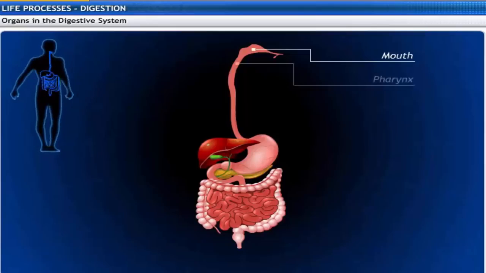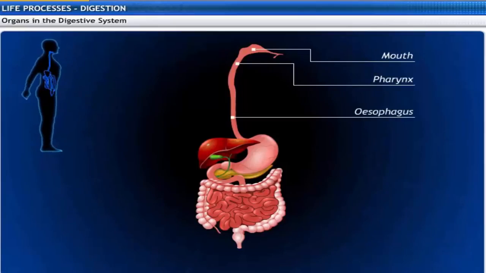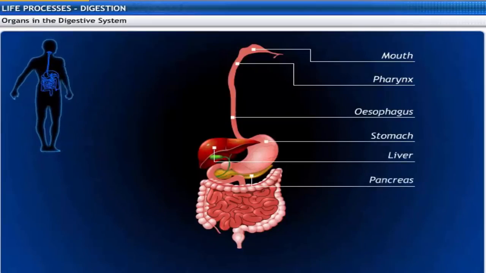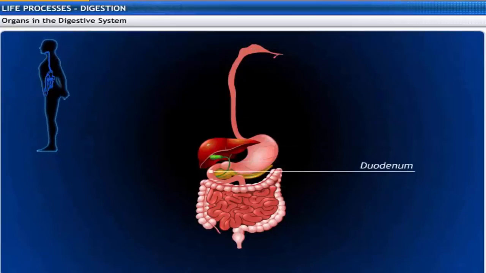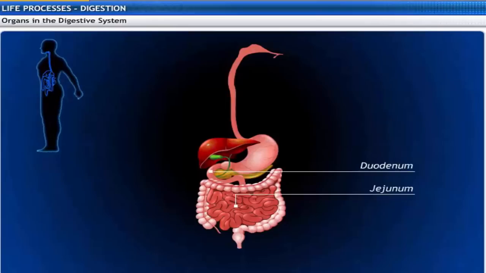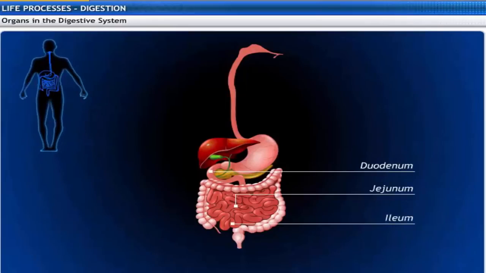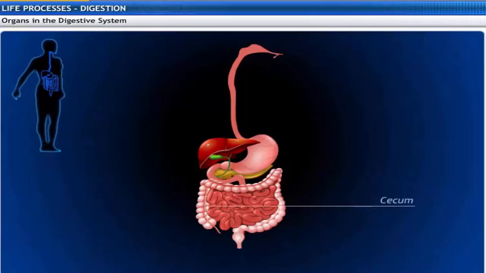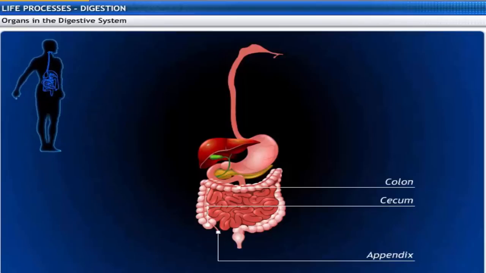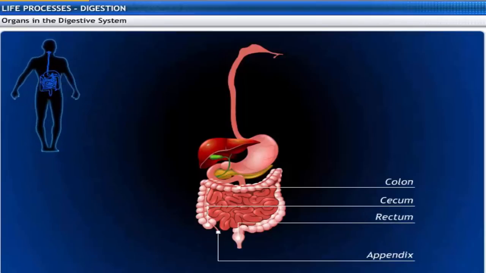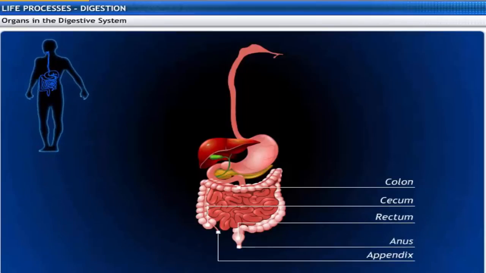Mouth, pharynx, esophagus, stomach, liver, and pancreas are organs in the digestive system. The duodenum, jejunum, and ileum make up the small intestine. The cecum, appendix, colon, and rectum make up the large intestine and anus.